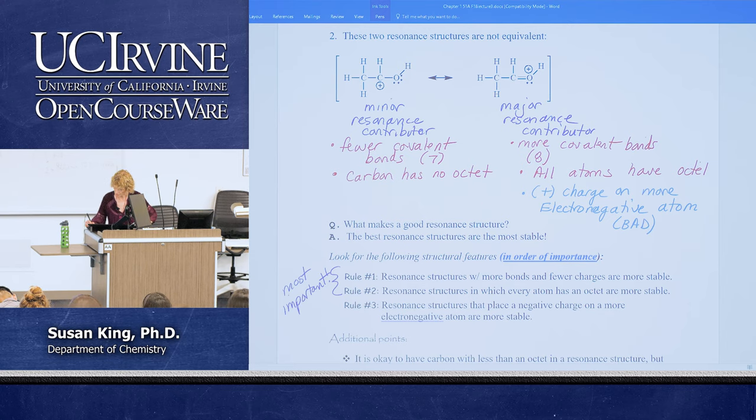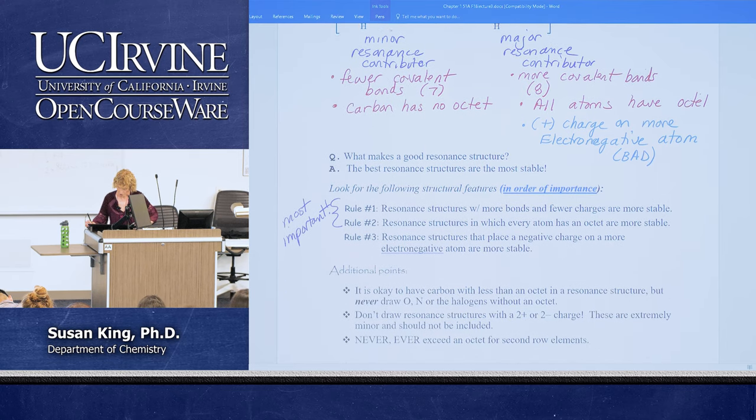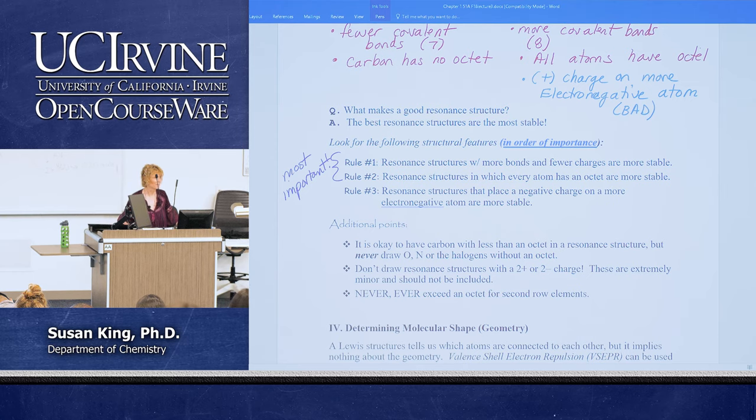There are a couple additional points I want to make. It is okay to have carbon with less than an octet in a resonance structure. Carbon gets a free ride here. Carbon can be without an octet in a resonance structure. We even have a name for it, carbocation. But never draw oxygens, nitrogens, or the halogens without an octet. Now, there are a couple of questions in Smith where they do just that. Not okay. You will never draw it in any of my exams for the whole year.